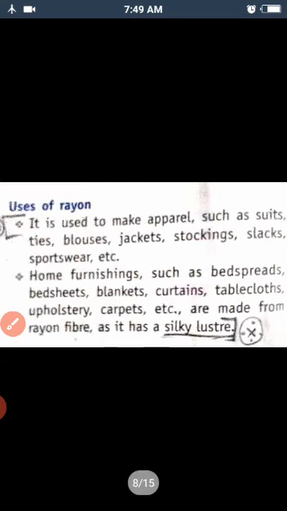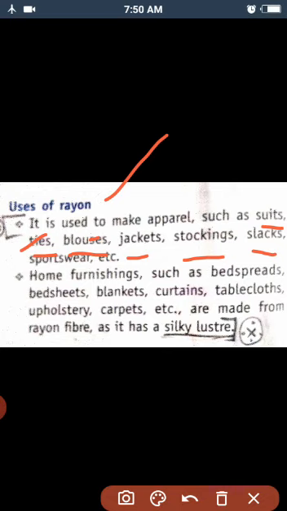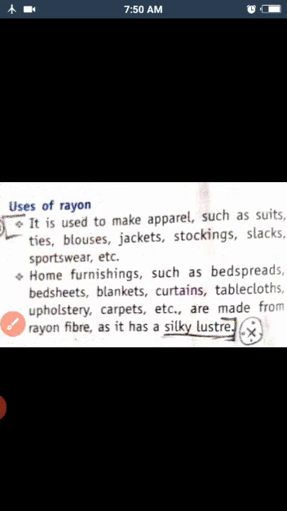It is used to make apparel such as suits, ties, blouses, jackets, stockings, slacks, and sportswear. Another use is home furnishings, such as bedspreads, bed sheets, blankets, curtains, tablecloths, upholstery, and carpets. These are made from rayon fiber as a silky luxury. Luxury means clarity and brightness.